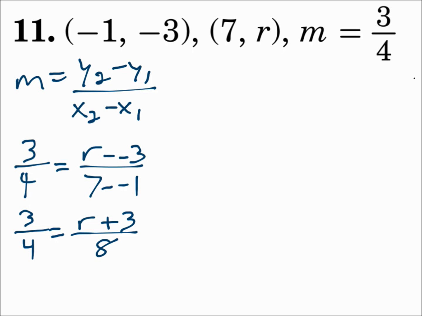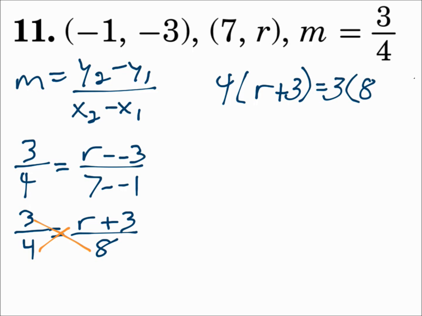And now cross multiply. It'll be 4 times r plus 3 equals 3 times 8. So 4 parentheses r plus 3, remember to put the r plus 3 in parentheses because it's 4 times the whole thing, equals 3 times 8. Instead of distributing, I'm going to leave the 4 out there, and I'll just divide by it in just a minute. But first, 3 times 8 is 24. Instead of distributing, because I know I'll just have to come right back and divide by that 4 again later, I'll just divide by the 4 now.